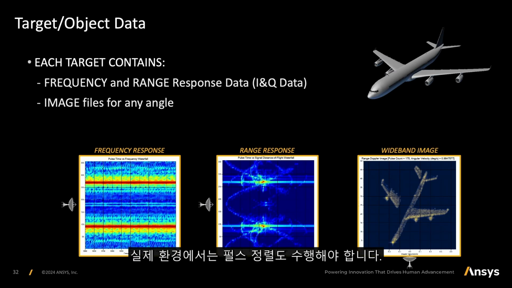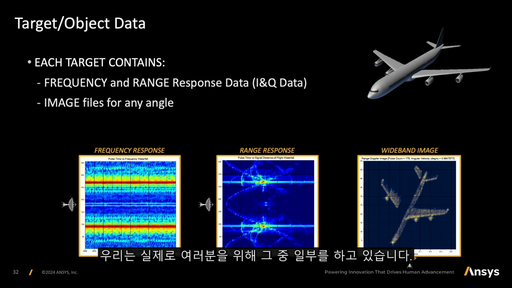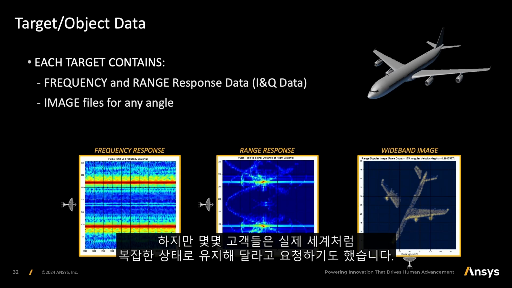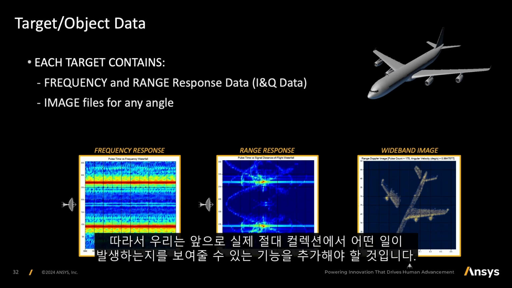In the real world, you also have to do pulse alignment, okay? We are actually doing some of that for you because our goal is to get you good images fast. But some customers said, keep them as messy as the real world is. So we're going to have to add in that ability to show you what happens in the real absolute collection. That's going to come out in the future. I already talked to the development team on the Perceive EM side, so they can generate that data from pulse to pulse based on a real location.